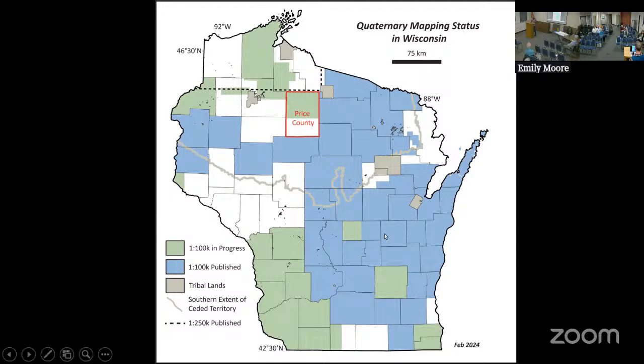Blue are maps that are published on our website. Green are areas that we're currently working in. Price County is highlighted because I'm also working over there. But Burnett County, obviously, over here, is going to turn blue in about another year. It will be published and available online.